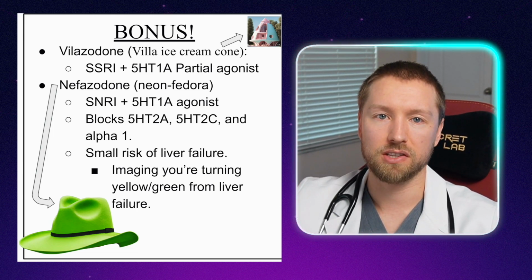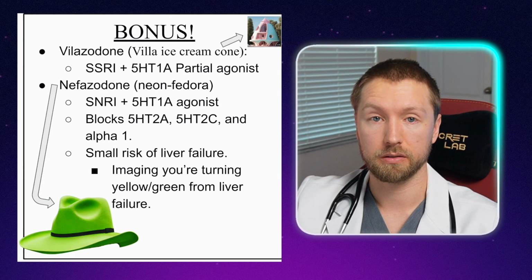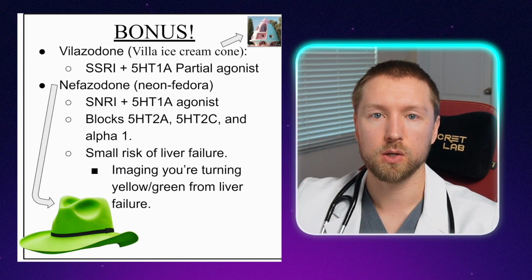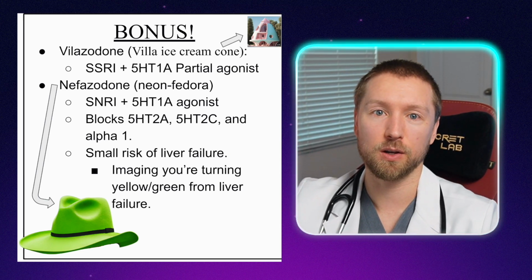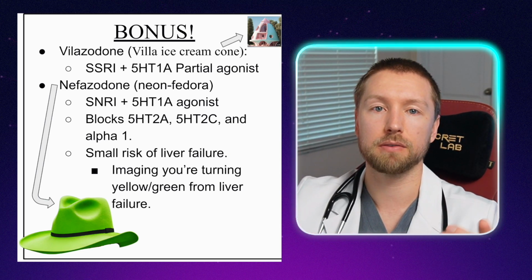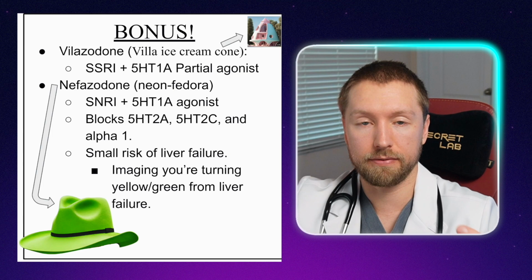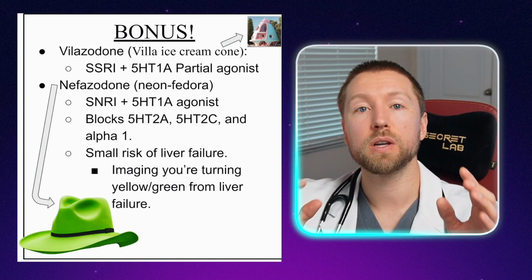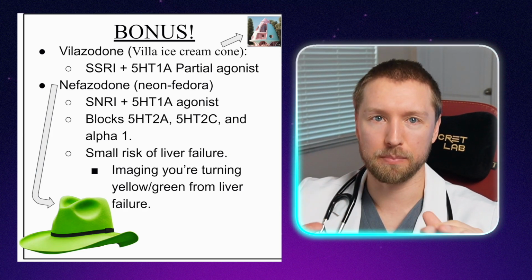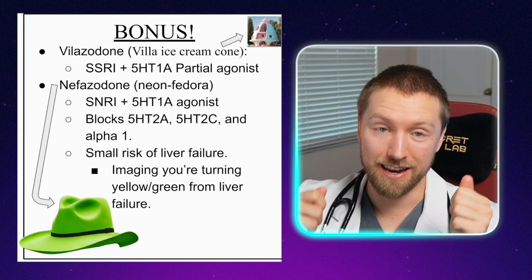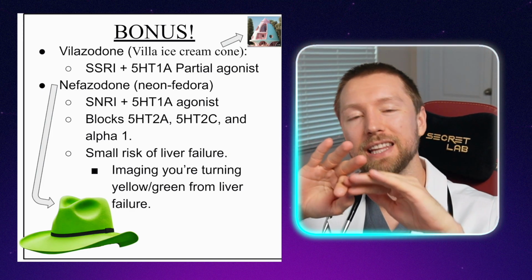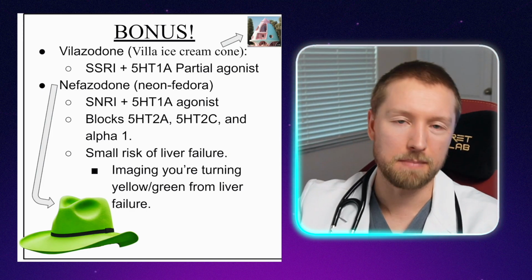Nefazodone also has a small risk of liver failure. Important to remember. To remember that risk of liver failure, you can imagine you're turning yellow/green from liver failure. So the neon fedora is green. That's how you can link those 2. And that's how you can keep those 2 separate, Vilazodone and Nefazodone, even though they sound very similar. Now you have completely different pictures to imagine them by.